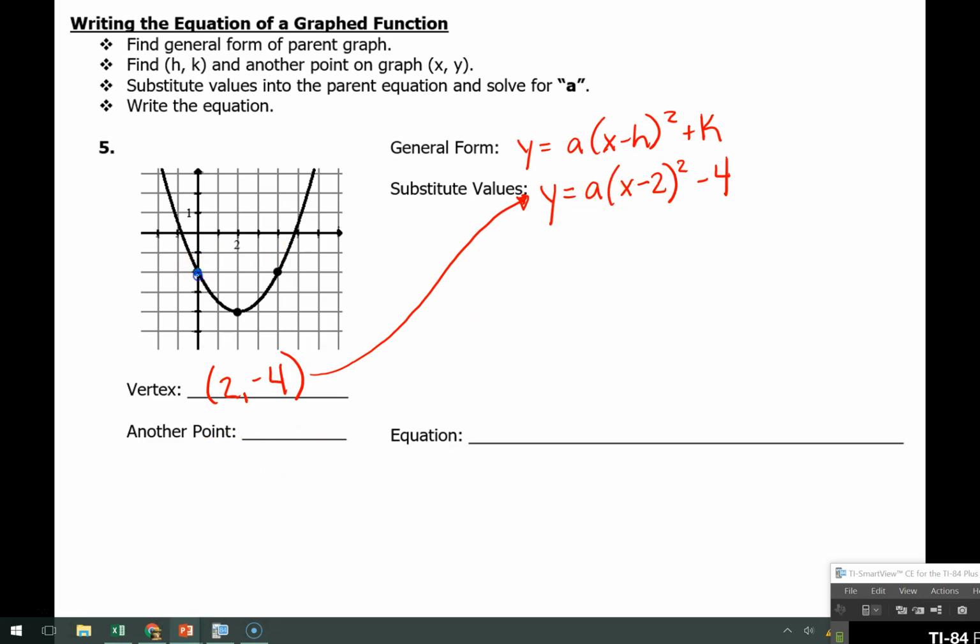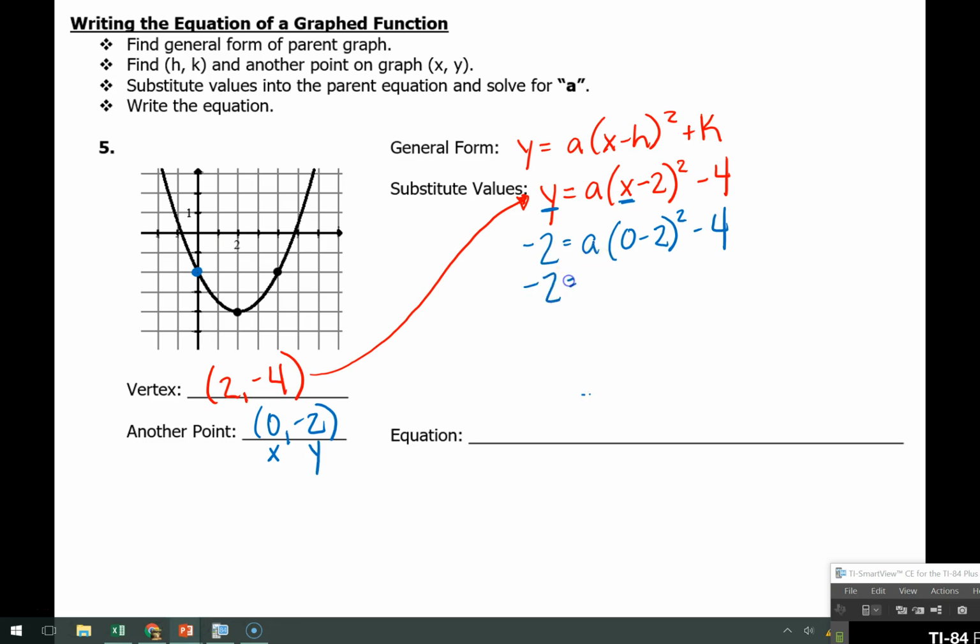So I'm going to pick this one over here. That one is (0, -2). And I'm going to take those two values, the X and the Y, and I'm going to plug them in these two spots. So the Y value is -2, so I'm going to plug that in. I don't know A yet, but I know X is 0 at this other point. Once I have that, now I only have one variable, A, so I'm going to solve for it.